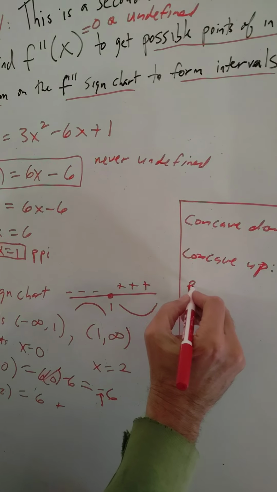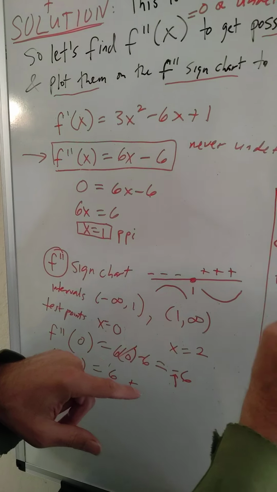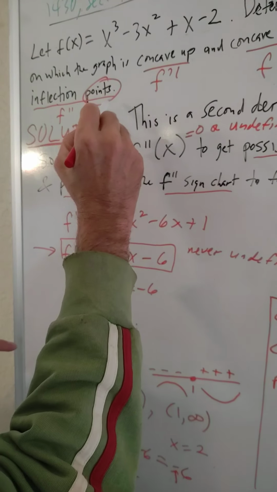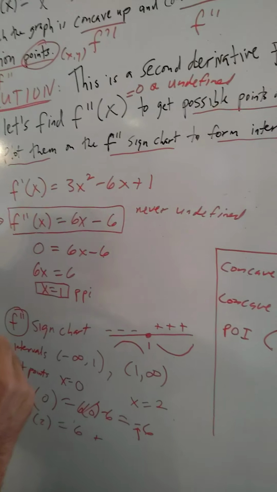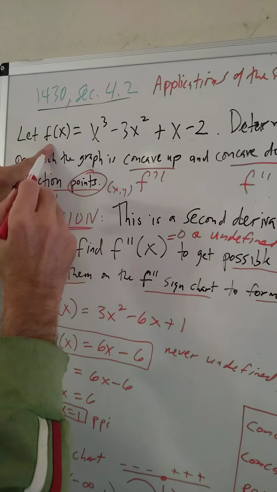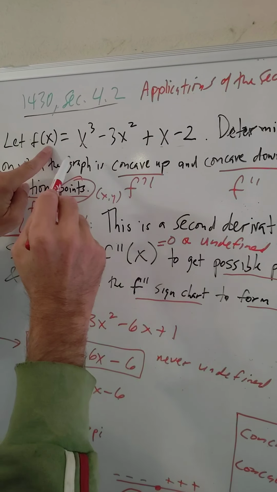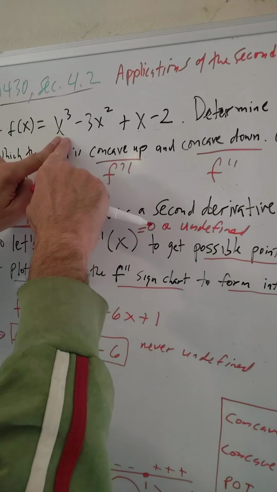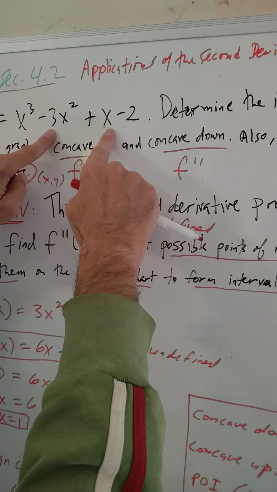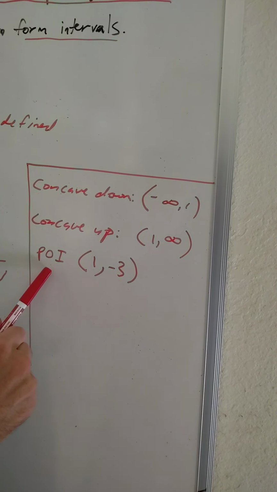So I'm going to write point of inflection, POI, is going to be the x value is 1, but because they ask us to find any inflection points are always x comma y, we know x is 1. So to figure out the y on the graph, make sure you go to your original function, input 1, to get the point on this graph. So when x is 1, 1 cubed is 1, I'm going to get 1 minus 3 is a negative 2, plus 1 is a negative 1, minus 2 is a negative 3. So that is our possible point of inflection.